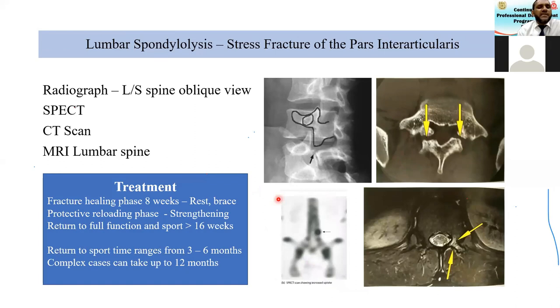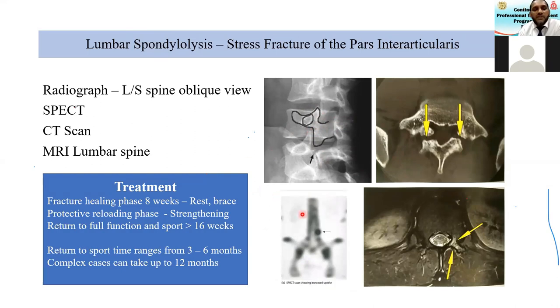So the investigations are mainly targeted onto the lumbar spine oblique views, where you can see the pars in the form of a Scotty dog, where the neck of the dog is the area between the superior and the inferior articular process. So this is the area we concentrate on in an oblique view, to look for sclerosis or a hairline fracture. Even the cone beam views will be much more beneficial than this.